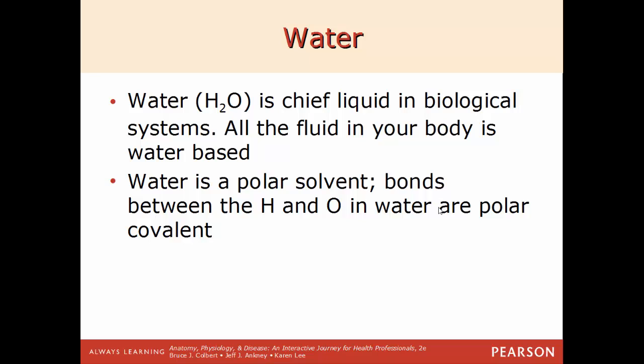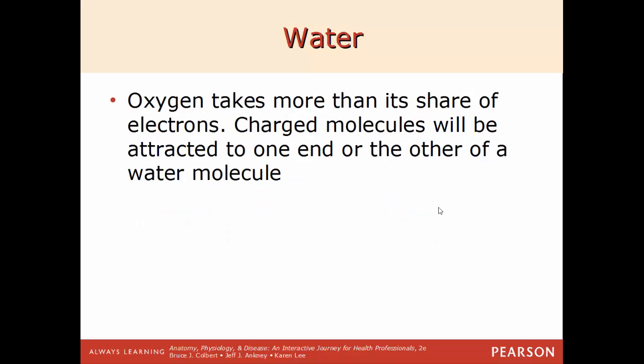Alright, next we'll talk about water, H2O. As you can imagine, the chief liquid that's found in all biological systems. All the fluid in your body is water-based, whether it be the plasma in your blood, or cerebrospinal fluid, or lymph. It's all water-based. Water is going to be a polar solvent. Bonds between the hydrogen and oxygen within water are going to be polar covalent. And that's because the oxygen within that compound of water will take more of its share of the electrons.